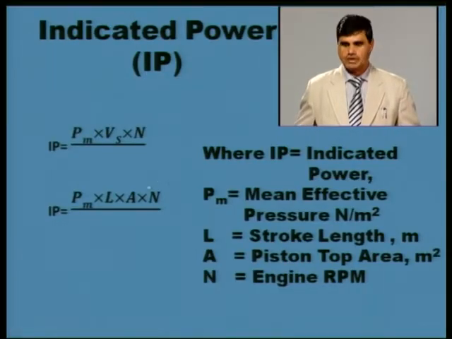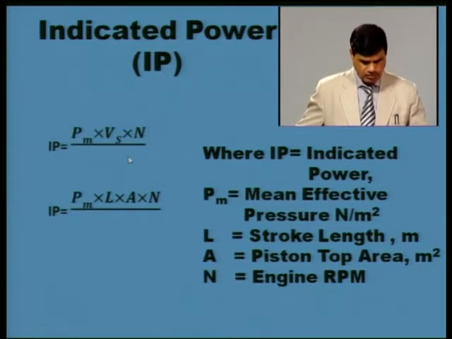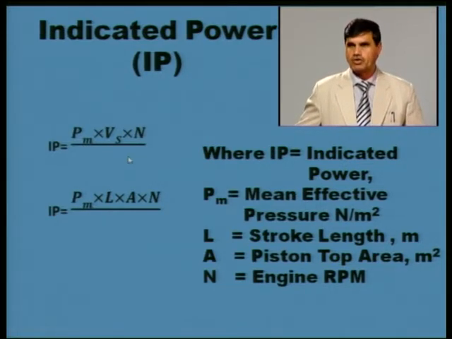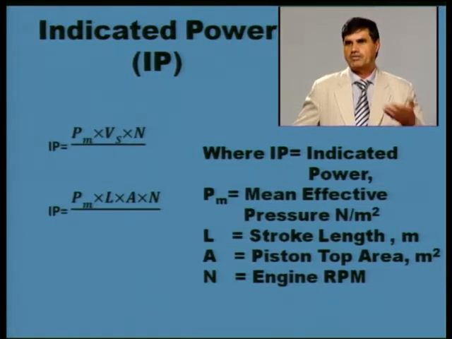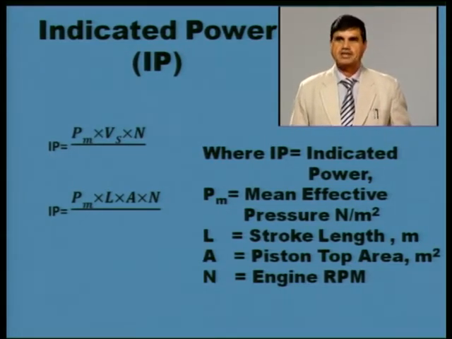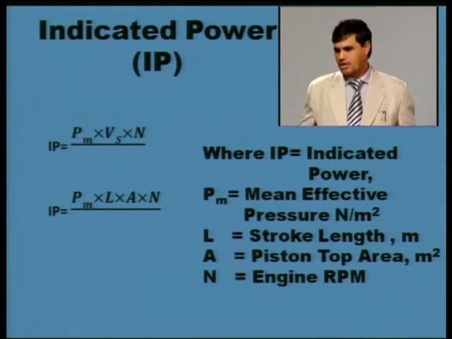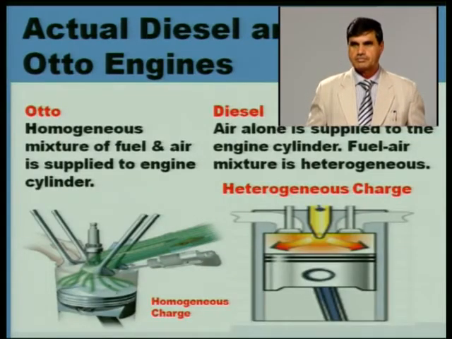The calculation: mean effective pressure times swept volume times N divided by 120 is the indicated power, where Pm is the mean effective pressure, L is the stroke length, A is the area of the piston top, and N is the engine RPM. So indicated power can be calculated like this.